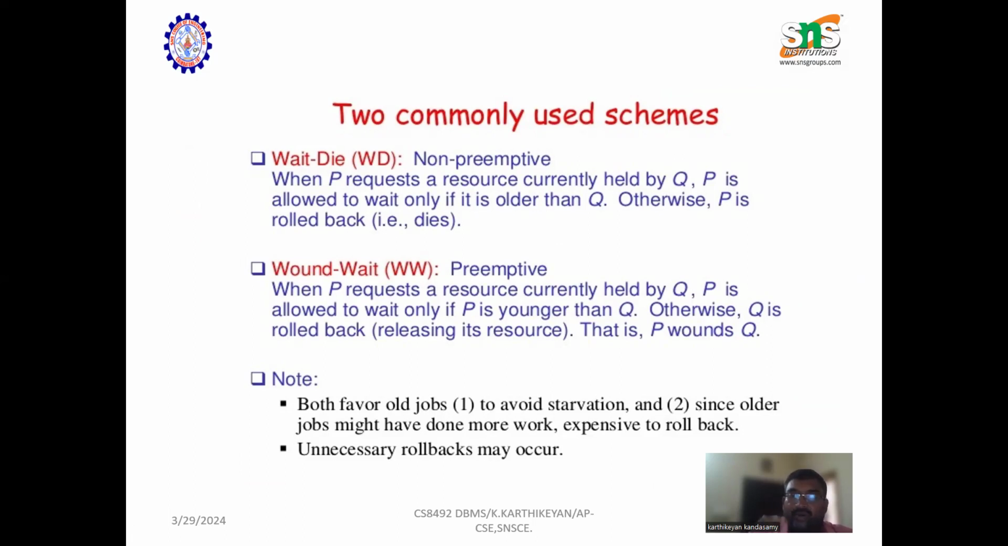In wait-die, when P requests a resource currently held by Q, P is allowed to wait only if P is older than Q. Otherwise, P is rolled back. In wound-wait, which is preemptive, when a process P requests a resource currently held by Q, P is allowed to wait only if P is younger than Q. Otherwise, Q is rolled back, releasing its resources; that is, P wounds Q. Note that both favor older jobs to avoid starvation, and since an older job might have done more work, it is expensive to roll back, so unnecessary rollback may occur.